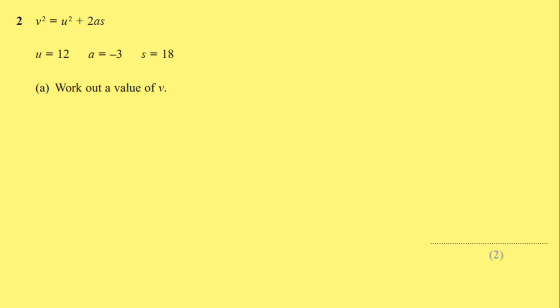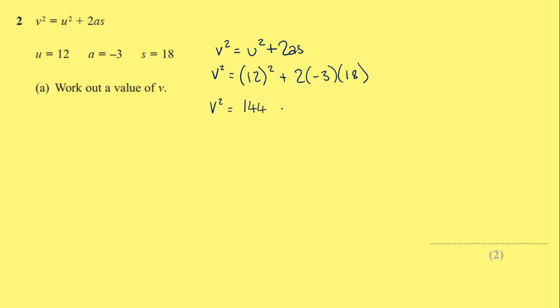Now this question says v squared equals u squared plus 2as, where u, a and s have values given. V squared equals u squared plus 2as. Now v we don't know, but we do know that u is 12, squared, plus 2 lots of a, which is negative 3, lots of s, which is 18. I like to write these things in brackets because it gives me a good habit for when I do papers 2 and 3. Putting things in brackets like this in your calculator means that your calculator won't make a mistake with it. V squared equals, well, 12 squared is 144.